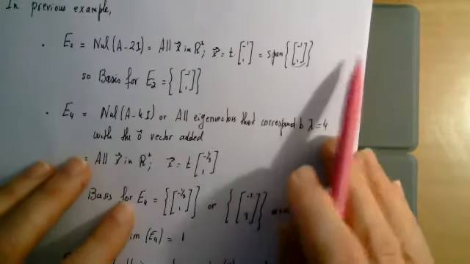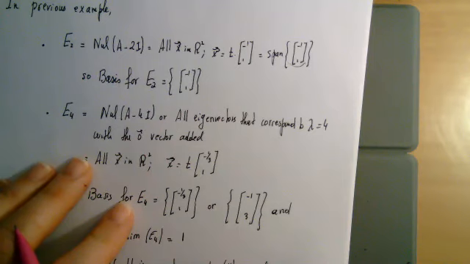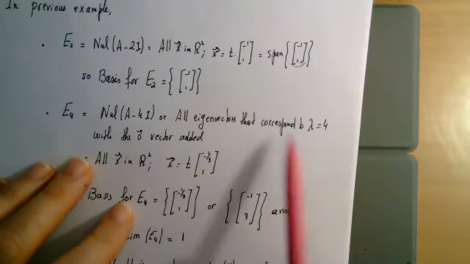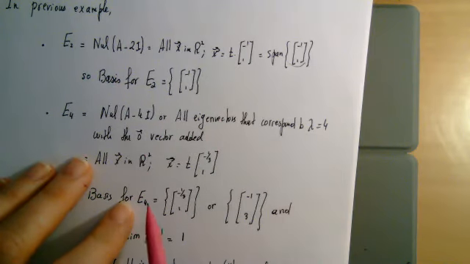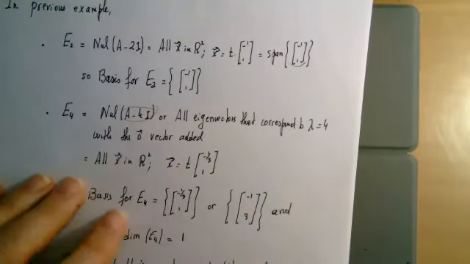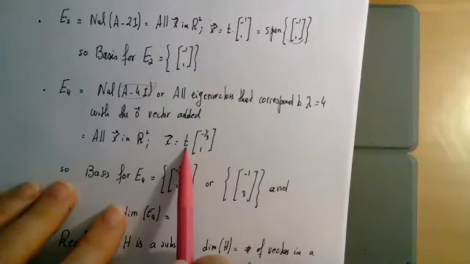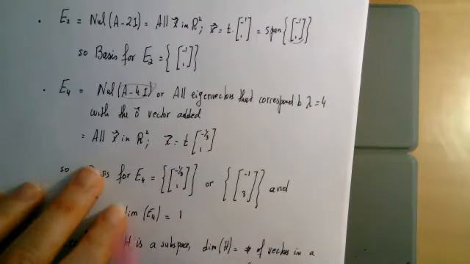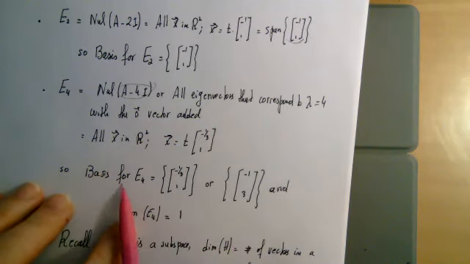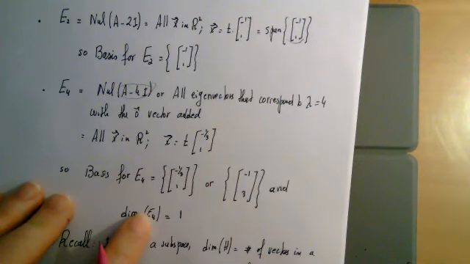Now for E4, it's the same thing. It's the null space of A minus 4I. And those are all the eigenvectors that correspond to lambda equal to 4, meaning all the solutions of A minus lambda I equal to 0. Those are all vectors of the form scalar times (-1/3, 1). So the basis for E4 is the vector (-1/3, 1).